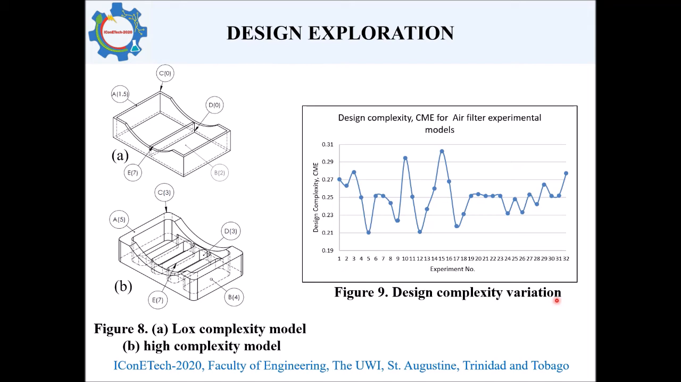As we can observe in Figure 9, the design complexity for each experimental model varies quite significantly. We have a maximum complexity of about 0.3, which you can compare to Figure 8b, which is a high complexity model. And we have a minimum complexity of about 0.21, which we can compare to Figure 8a, which is a low complexity model. So our optimal design complexity should fall somewhere between the low complexity model and the high complexity model.